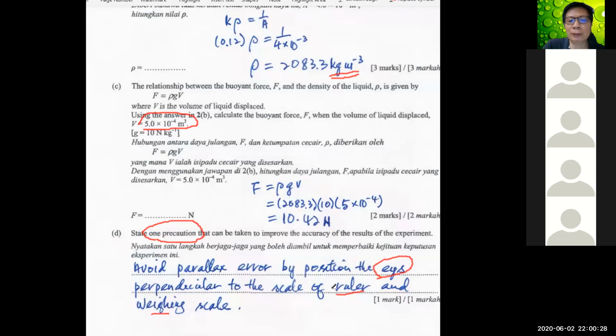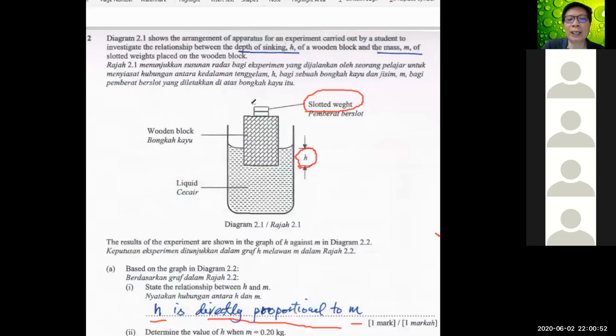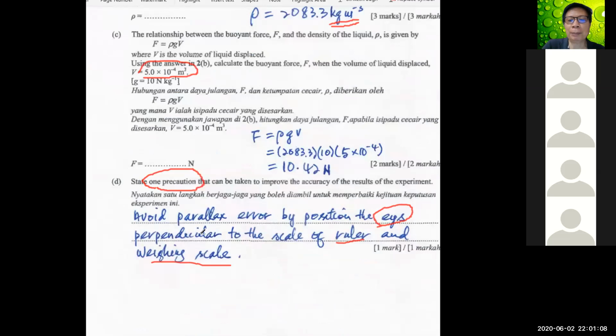Why here do I put scale of ruler and weighing scale? You can see the graph. The graph there, what unit do you know now? Meter, here meter, right? Here we use a ruler to measure. Here we use a weighing scale, the slotted weight, right? So using a weighing scale to measure the weight and using a ruler to measure the depth, correct or not? So the two scales must be written correctly. Avoid parallax error by positioning the eyes perpendicular to the scale of the ruler and the weighing scale. You write like this with the correct instrument, following the graph and the experiment. Then you get the last 1 mark.